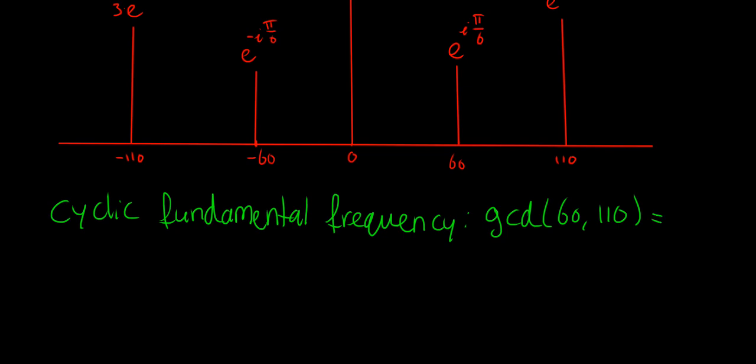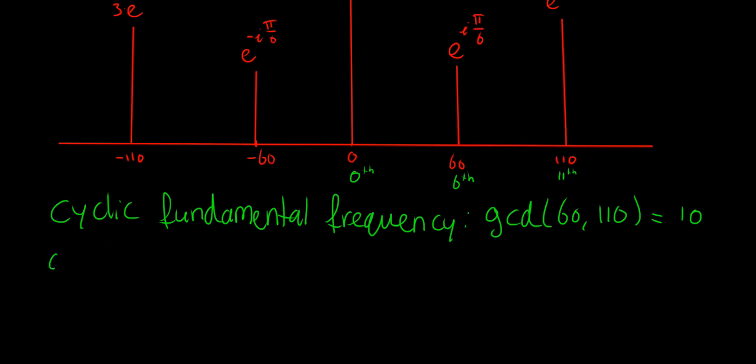So here we obtain that the greatest common divisor of these two is 10. So we know our cyclic fundamental frequency is 10. So that means this is, of course, the 0th frequency. This is the 6th frequency, and this is the 11th frequency, because we're taking steps per 10, and because this is a frequency of 60 and a step of 10 each time, that means it is the 6th frequency in our spectrum.